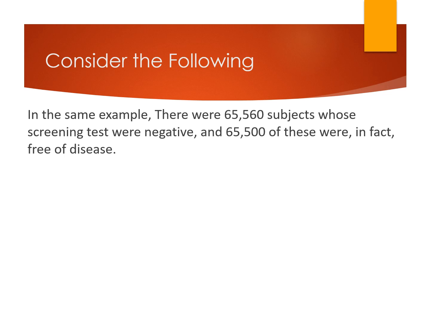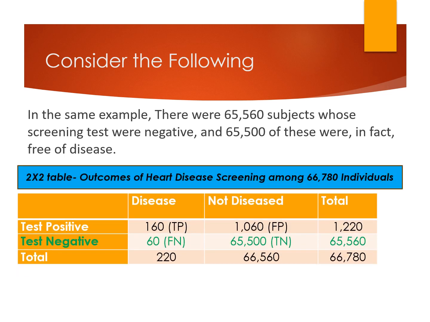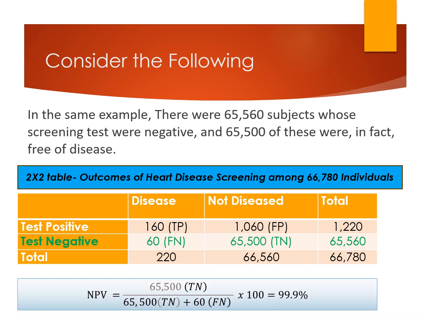Using the same example, screening test among 66,780 individuals, of course looking for heart disease in these individuals. In this example, we'll look at the negative predictive value. Now, again, row-wise calculations, and in terms of your response, you should be getting something like this. A negative predictive value of 99.9% means that 99.9% of individuals who test negative do not have the disease. NPV is relatively high in this case, indicating that negative test results are generally reliable. However, there's still that slight 0.1% chance of a false negative test.